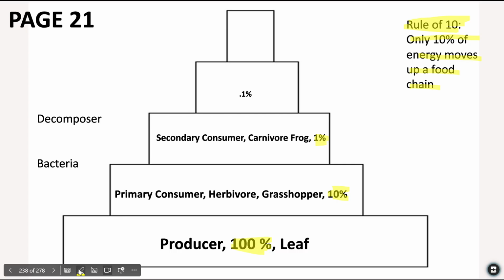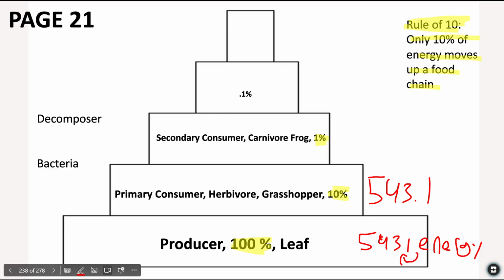So let's say, for example, the producers made 5,431 units of energy. So we'll just write energy. Then that means, according to the rule of 10, the next level here is only going to have 10% of that. So instead of 5,431, they're going to have 543.1. How do we get that? We put an imaginary decimal point and we just moved it over one spot. That's 10%.